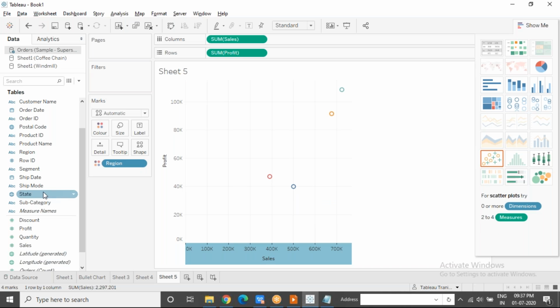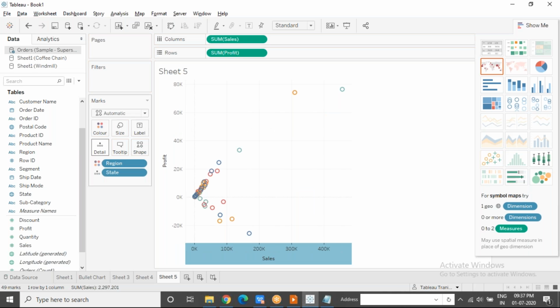Okay, further I want to granularize. State I will take to the detail shelf. Okay, so I can see some states are actually giving me a loss. Some states are giving me a profit. So we have both profit and loss kind of a trend going on here, right? What you can do when you have data like this is you can break your analysis. You can segregate the data.